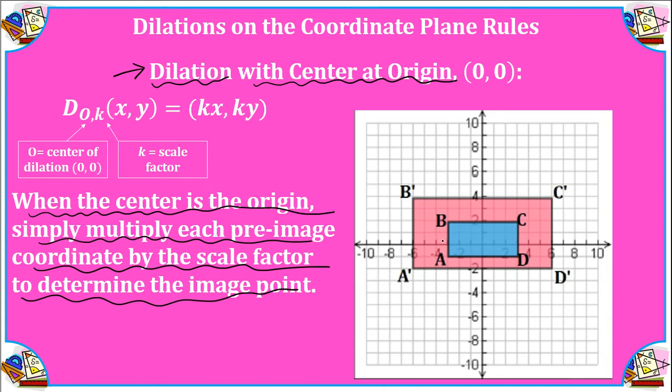In this example, you can see that the blue quadrilateral ABCD is our original shape, that is the pre-image, and you can see that A prime, B prime, C prime, D prime is our new image. And our center of dilation is the origin. So C is being pushed away from the origin, D is being pushed away from the origin, and so forth.